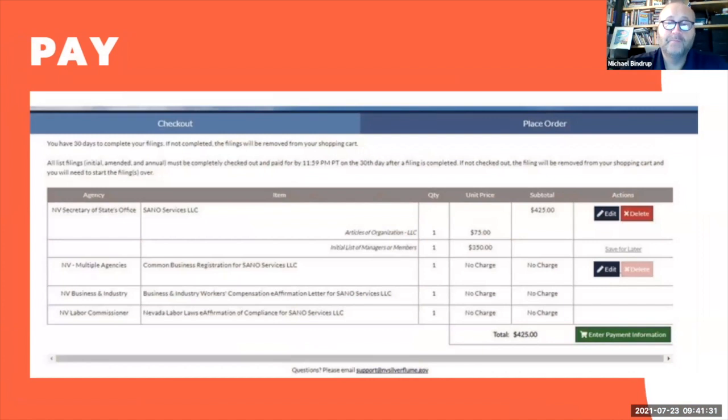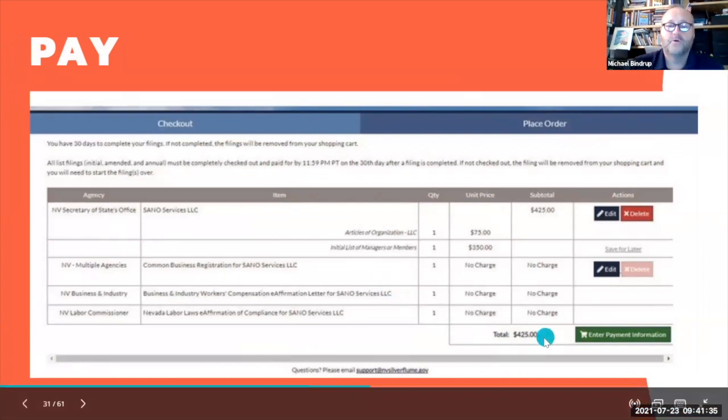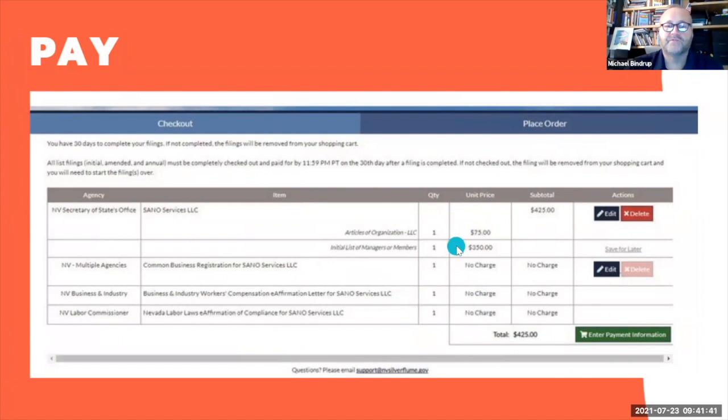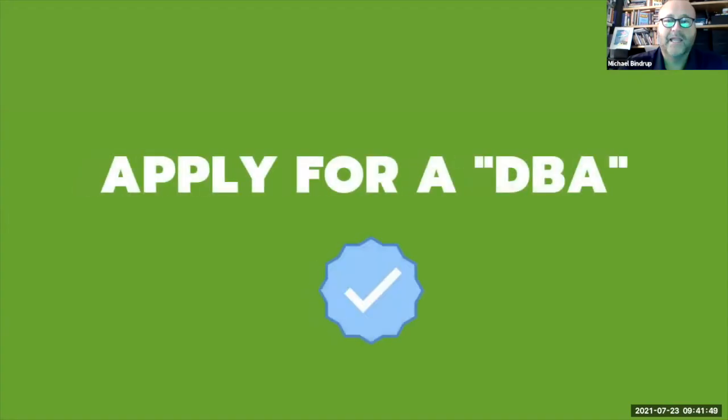Boom. And then we pay, right? So total charge to file an LLC in Nevada, $425. $75 for the articles of organization, $350 for the initial list of members and managers, which includes the state business license of $200 in there. So $425, as soon as you pay it, you are live.